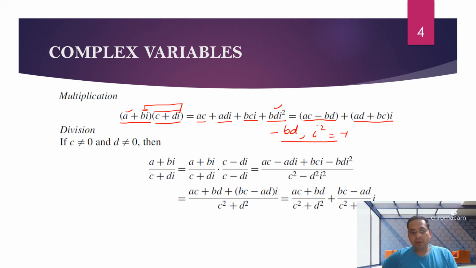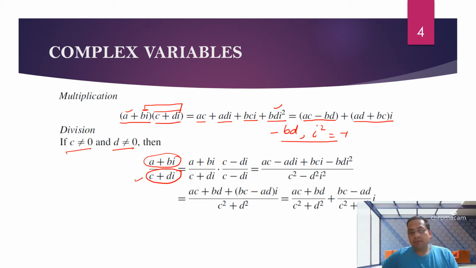Now if we are going to divide a plus b iota by c plus d iota, remember c and d are not both equal to 0, because if both are 0, then a number divided by 0 will be undefined. So it is a condition for dividing a complex number by a complex number that the denominator should not be equal to 0.